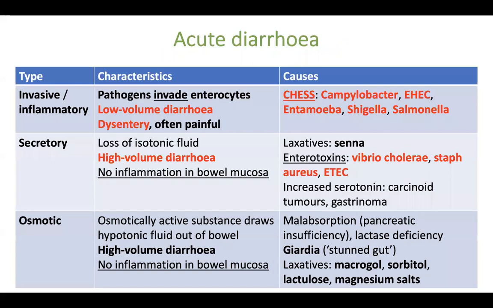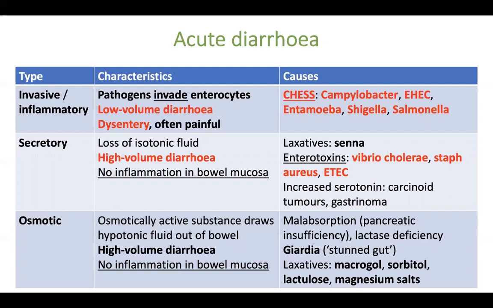So acute diarrhea. Different textbooks will have different ways of classifying it. I think this is the simplest way of understanding acute diarrhea. So you have three types. Invasive is when the bug goes into the bowel, and it essentially causes destruction of the bowel, and then that will cause your bleeding. So that's dysentery: bleeding, mucus, diarrhea.